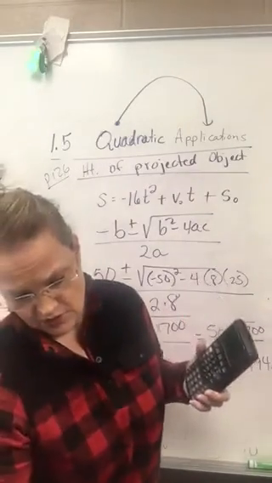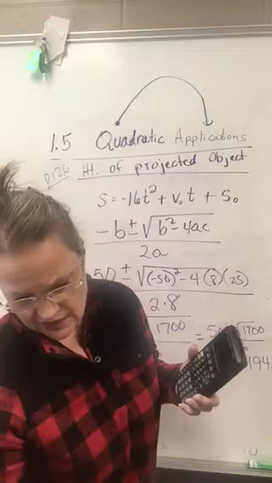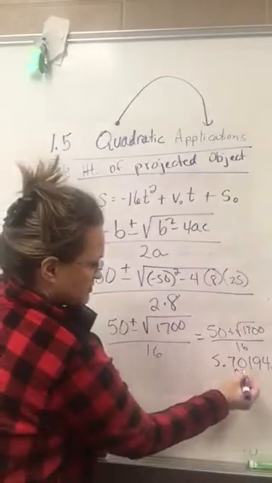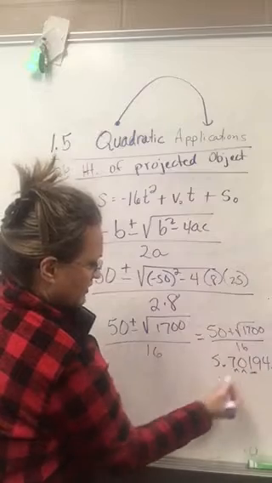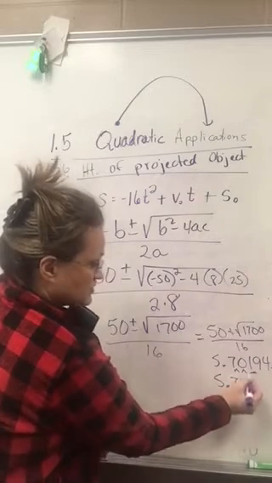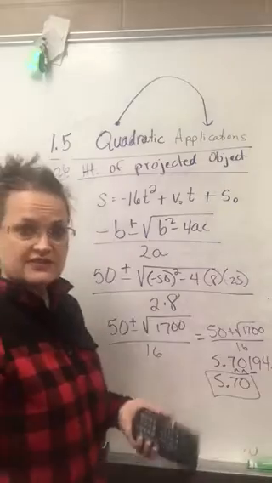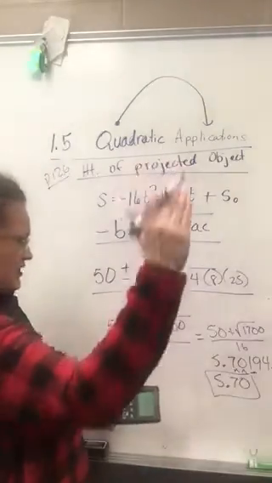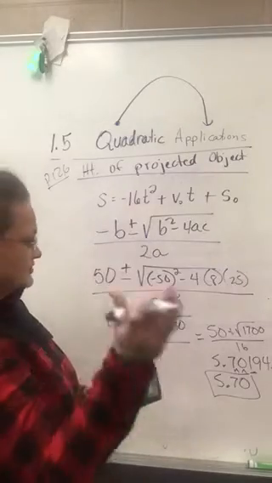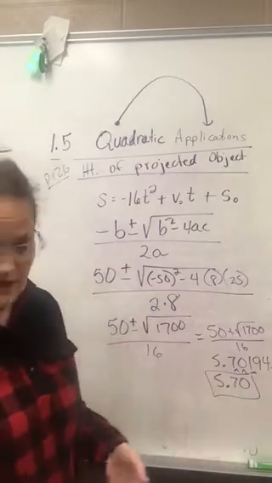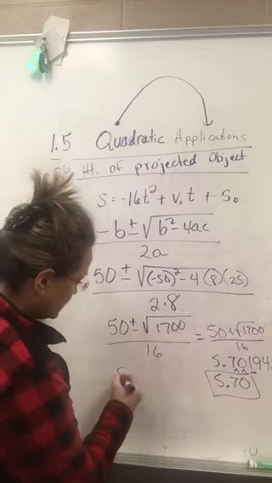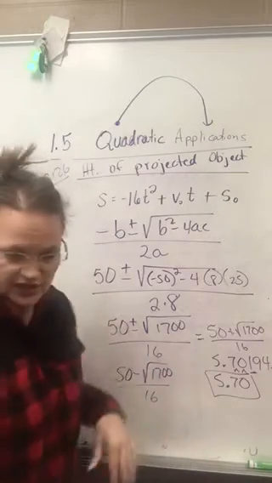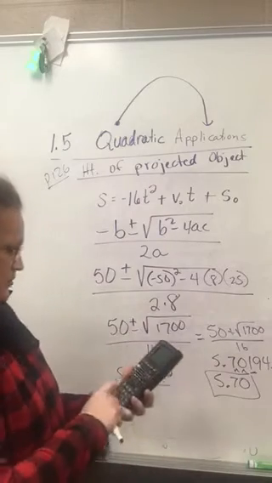Let's see if this problem said specifically what to round to. It looks like 2 places. So I would go out 2 places. The 1 would not round that up. So 2 places, that'd be 5.70 seconds. So that's how long it takes to get to 50 feet, 5.7. Now let's see what happens when I do minus. 50 minus square root of 1700 over 16, because there's 2 answers there. We'll see how that works out.